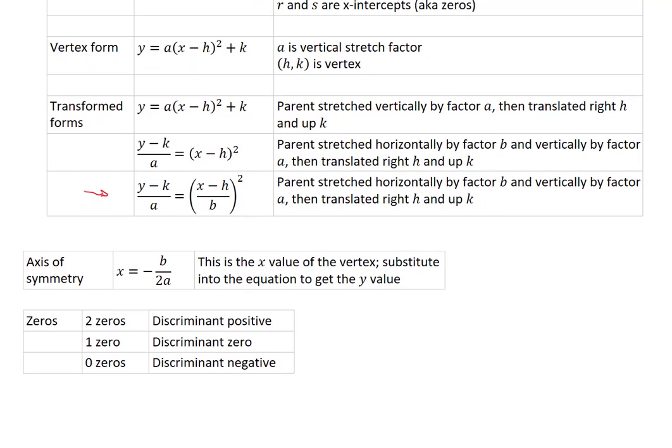The axis of symmetry can be found using the magic formula x equals negative b over 2a. It can also be found by completing the square, but very few people would like to complete the square. You'd like to use negative b over 2a. To get the y value of the vertex, you would substitute in to the equation. The number of zeros, or x-intercepts, can be found by examining the value of the discriminant. The discriminant is b squared minus 4ac. We've been calling it delta this year.